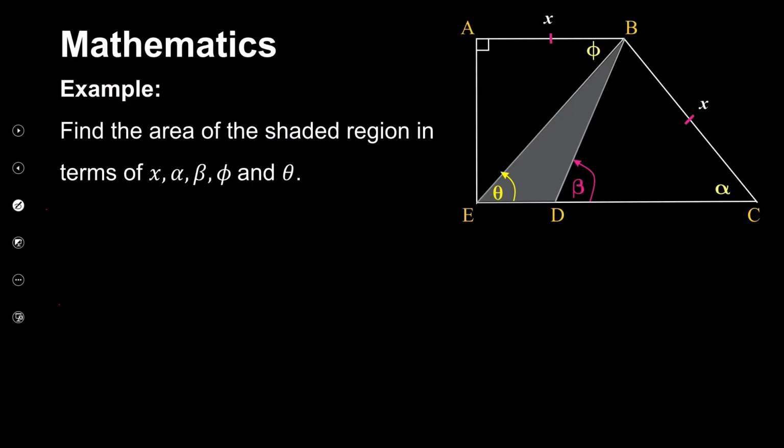Okay, in this example, they've asked us to find the area of the shaded region in terms of x, alpha, beta, phi, and theta. So we have to first look at the diagram and try and examine all three triangles and see which one has what kind of information that we can use. Our first triangle is triangle ABE, and triangle ABE is a right angled triangle, and we have 2 bits of information, which means it's solvable.